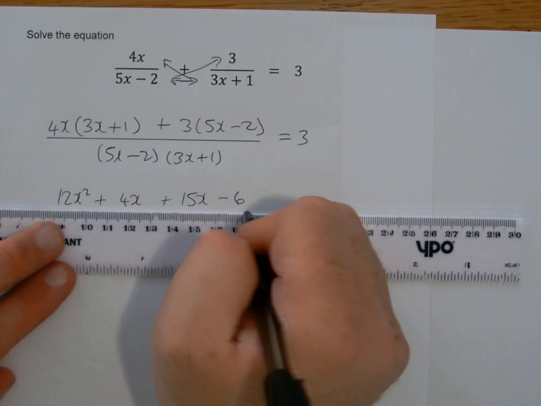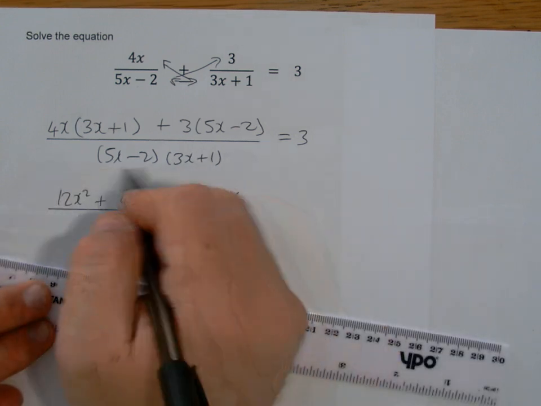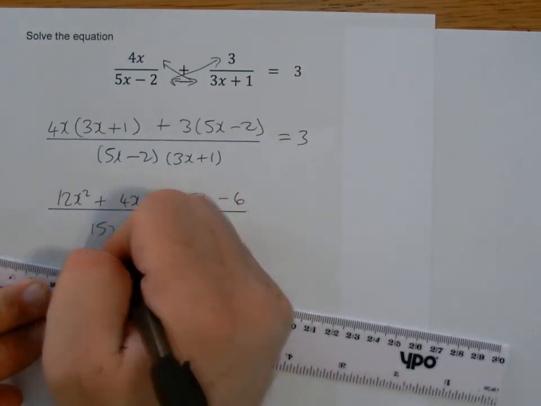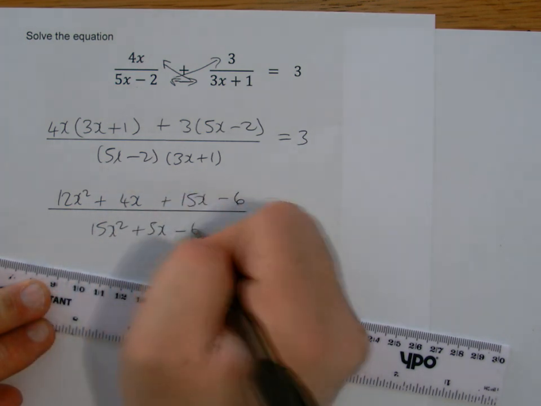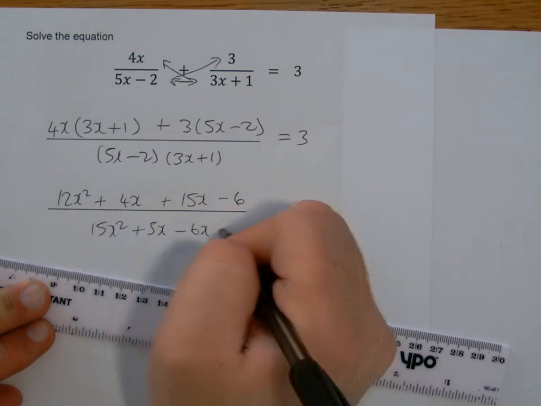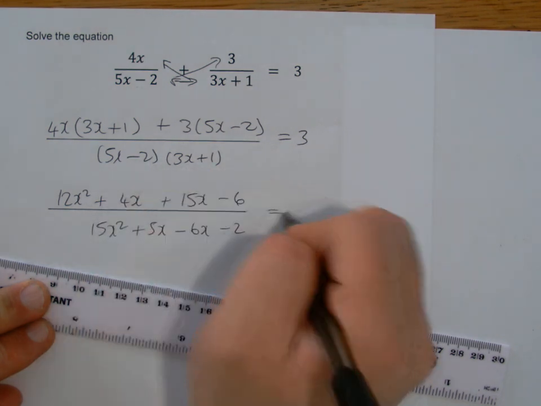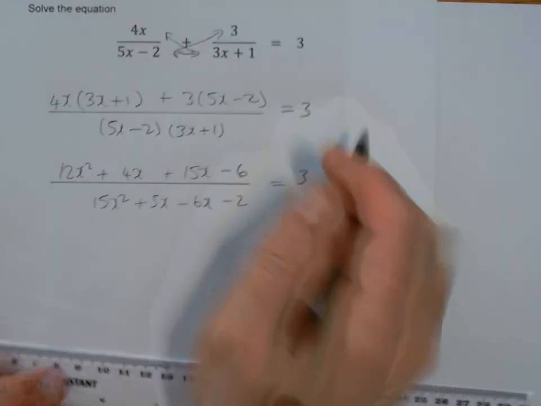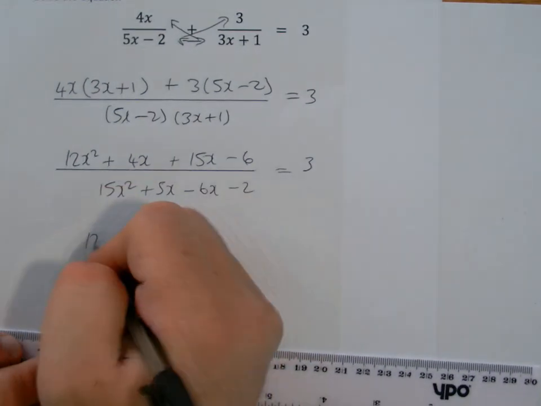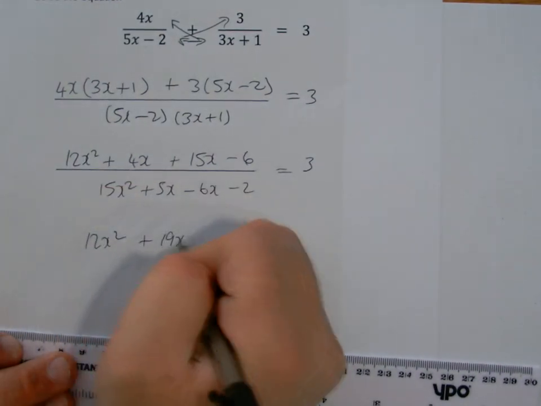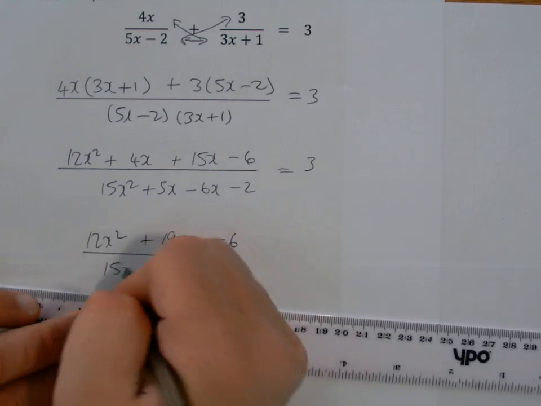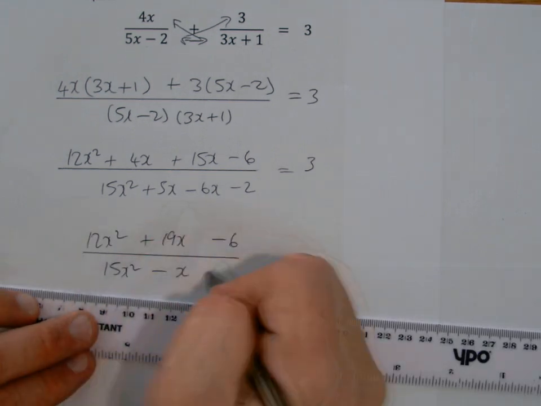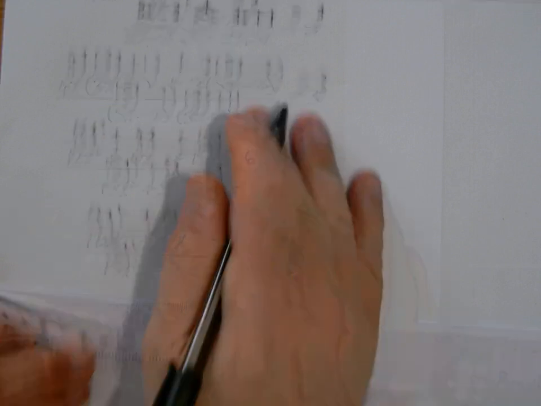That is all over the bottom. Then expand the double bracket, so I get 15x squared plus 5x minus 6x, so I multiply it to minus 2, expanding that double bracket there, that equals 3 of course. Sort out the top, so I get 12x squared plus 19x minus 6. The bottom becomes 15x squared minus x, that becomes minus x there, minus 2, and that equals 3.